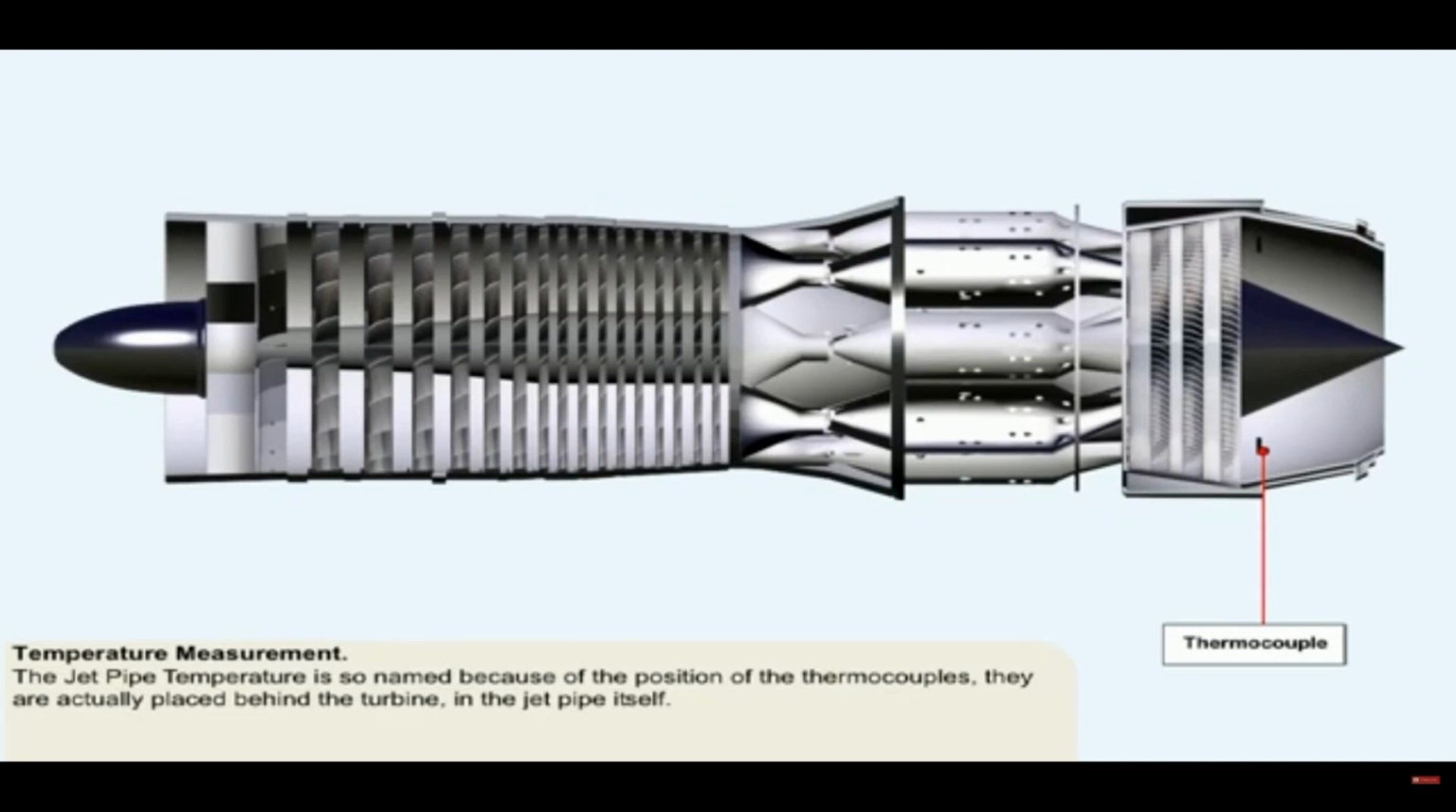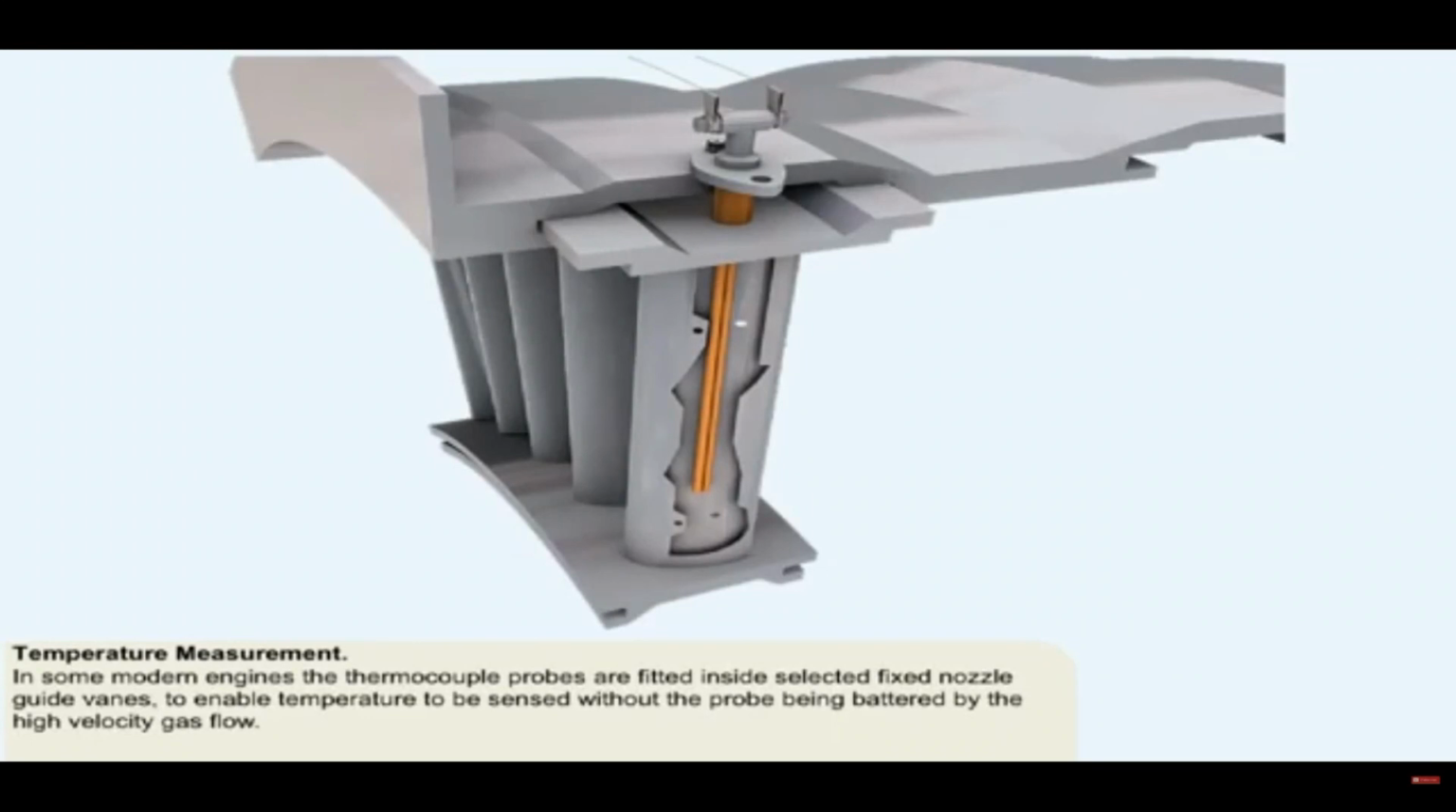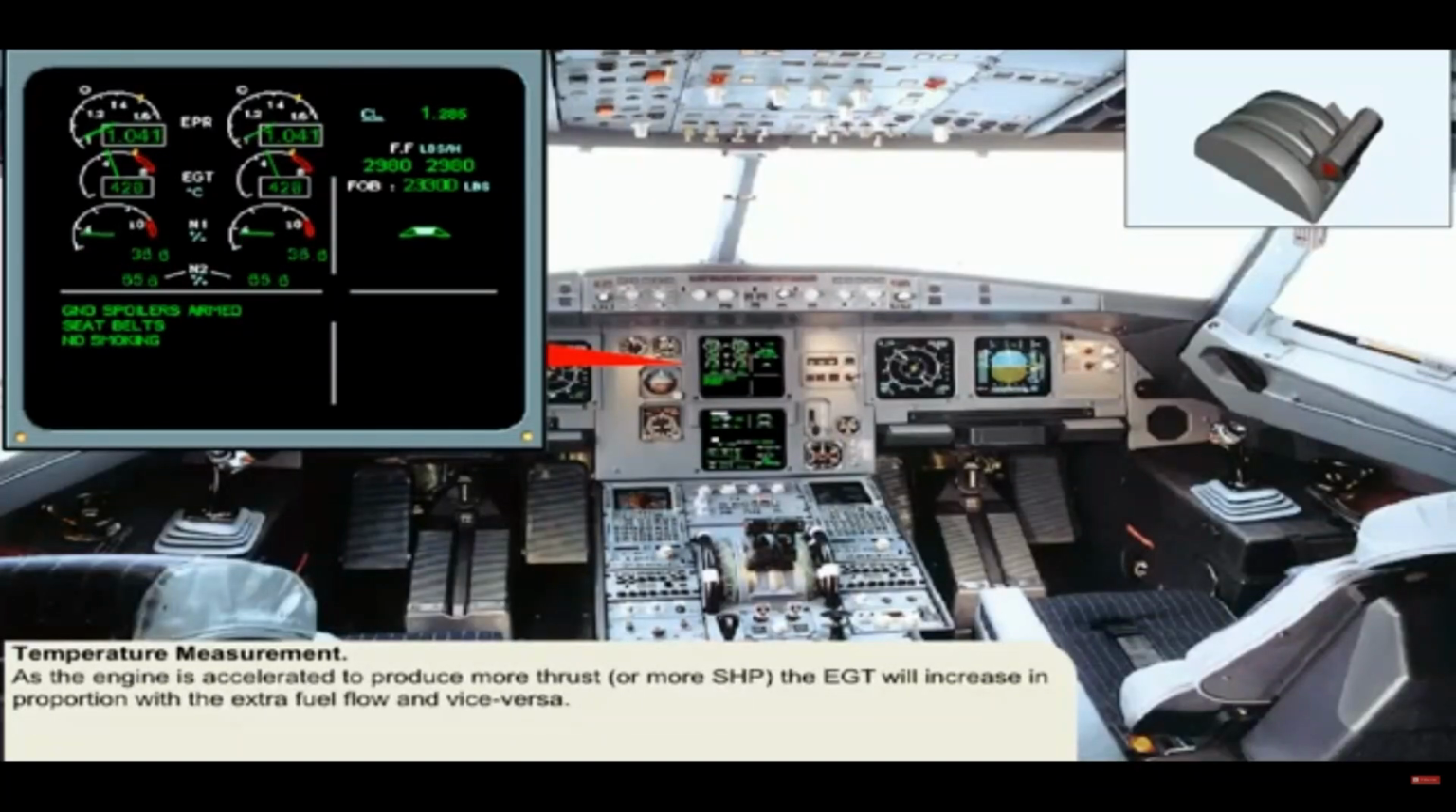In some modern engines, the thermocouple probes are fitted inside selected fixed nozzle guide vanes to enable temperature to be sensed without the probe being battered by the high-velocity gas flow. As the engine is accelerated to produce more thrust or more shaft horsepower, the exhaust gas temperature will increase in proportion with the extra fuel flow, and vice versa.